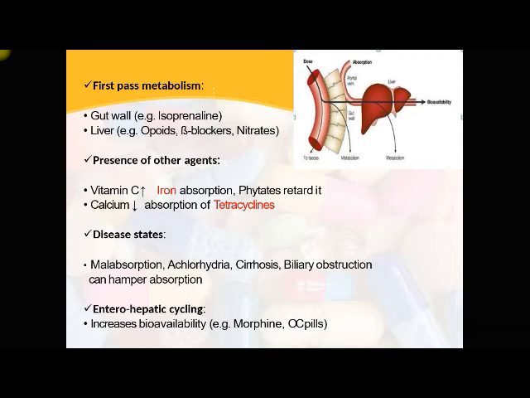Okay, so the next factor is enterohepatic cycling. It means that the drug gets into the gastrointestinal tract, from there it gets into the liver, and then it comes back to the gastrointestinal tract, and this cycle continues. This cycle is basically responsible for an increase in bioavailability, and certain categories of drugs are known to undergo enterohepatic cycling. Examples quoted are morphine and oral contraceptive pills.